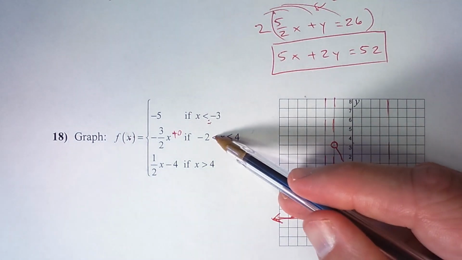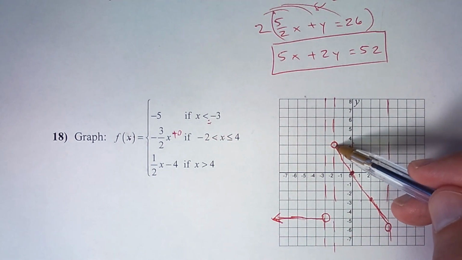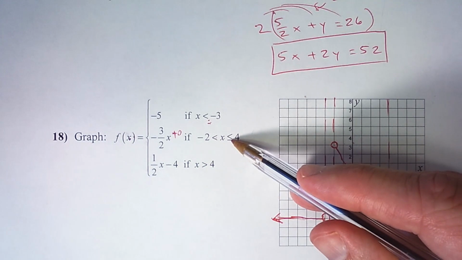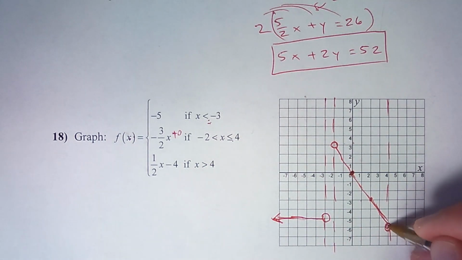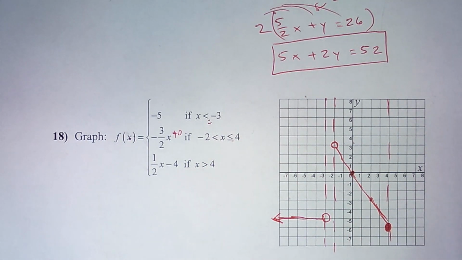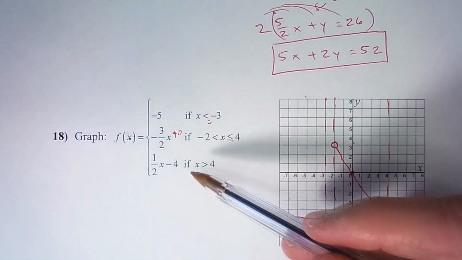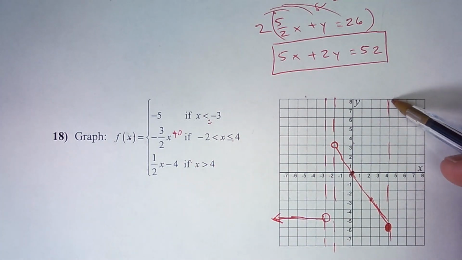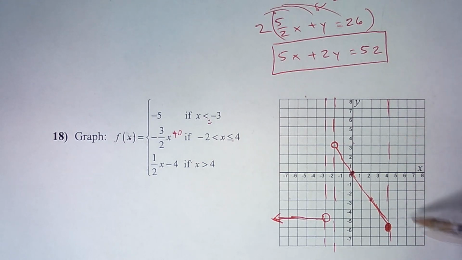Okay, now greater than -2. I want to leave that open. Less than or equal to 4. Or equal to means I want to close this one. And our last line is greater than 4. So I've got my domain already set. It's to the right side, the greater than side of 4.